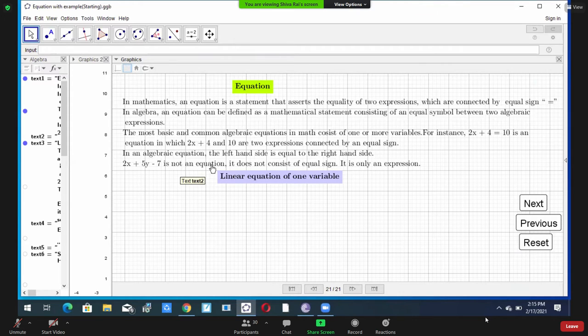It means here is no two expressions. There must be expression in right hand side of equal sign, and there must be an expression in left hand side of equal sign. Then only it becomes equation. But here is no equal sign, so it is not equation. Okay. So let's see another one, linear equation.